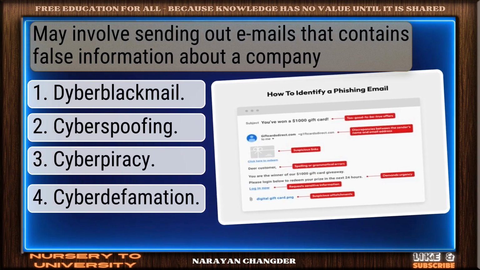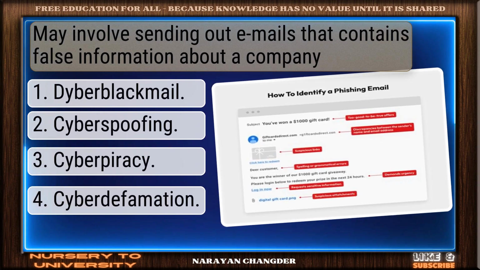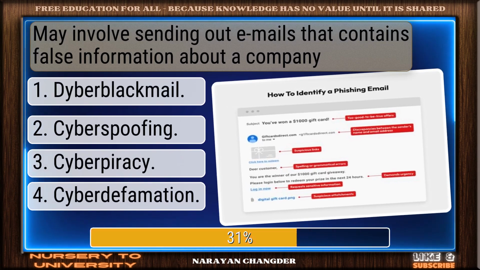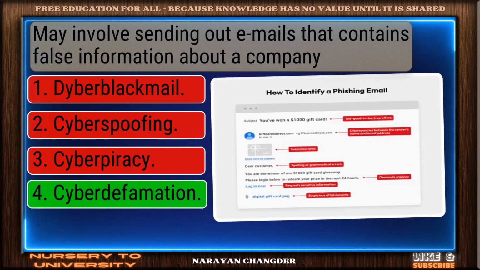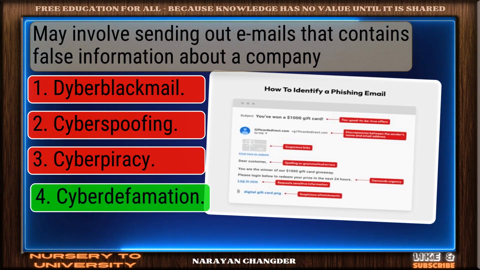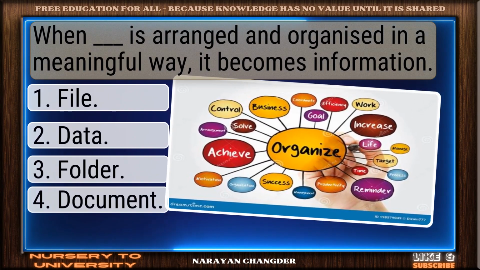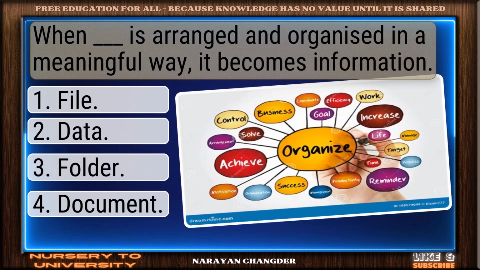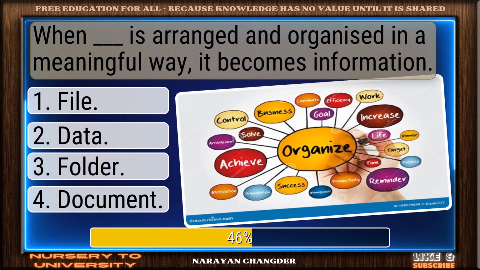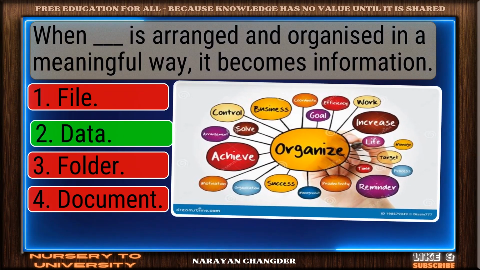May involve sending out emails that contain false information about a company. Well picked. Cyber defamation is correct. When ... is arranged and organized in a meaningful way, it becomes information. Right again. Data is valid.